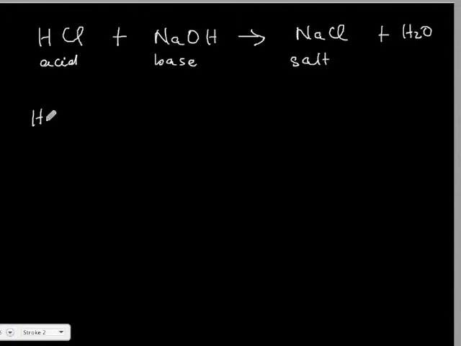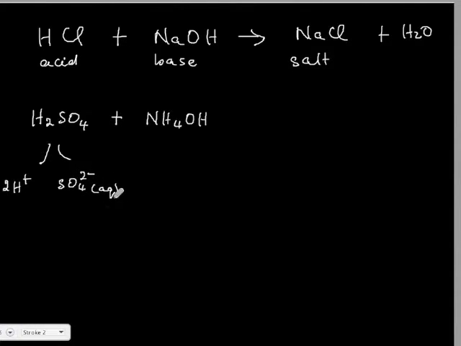Another example would be sulfuric acid plus ammonium hydroxide. And this time I want to explain a little bit further. I will have 2H+ and SO4 2-, because sulfuric acid is completely soluble in water, and in an aqueous environment the ionic species, just like in a precipitation reaction, will be freely floating around.